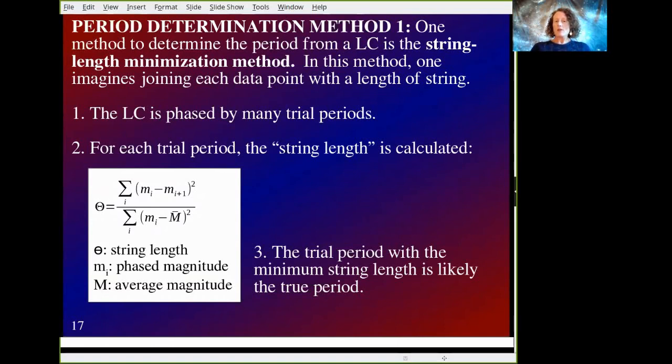And then you compare for each trial period, after they've been phased, the string lengths, and the trial period with the minimum string length is likely the true period, because that means that the data points went together and fit adjacent to each other very closely. There was not a lot of scatter up and down, and so you didn't need a long string to do that. And usually that indicates a coherent light curve. Now, there can be exceptions to this. The string length method is not always reliable, but it is a good starting point for calculating the idea of the period.